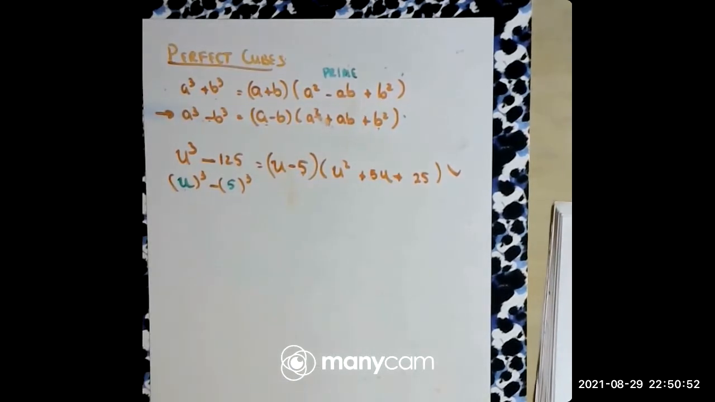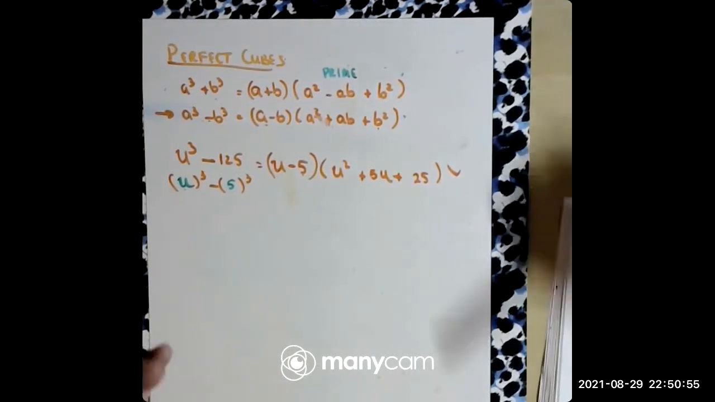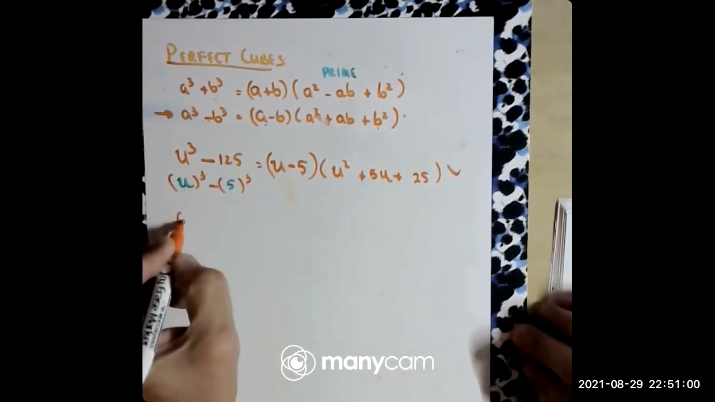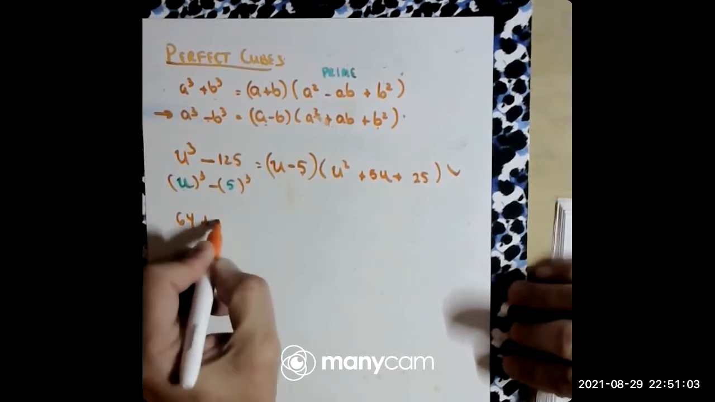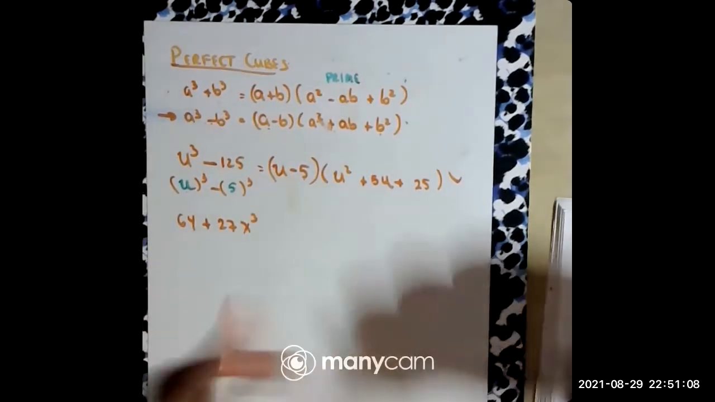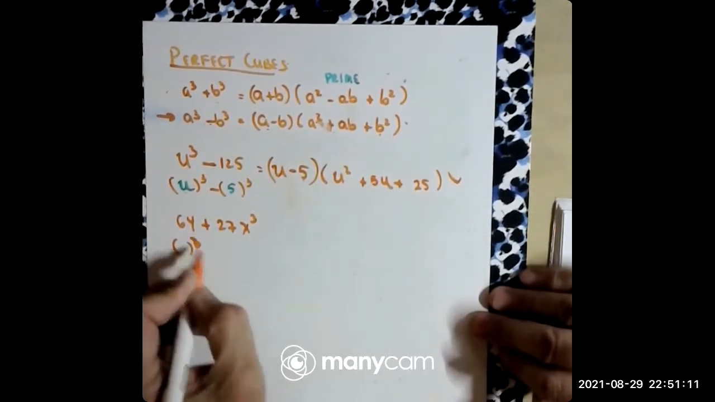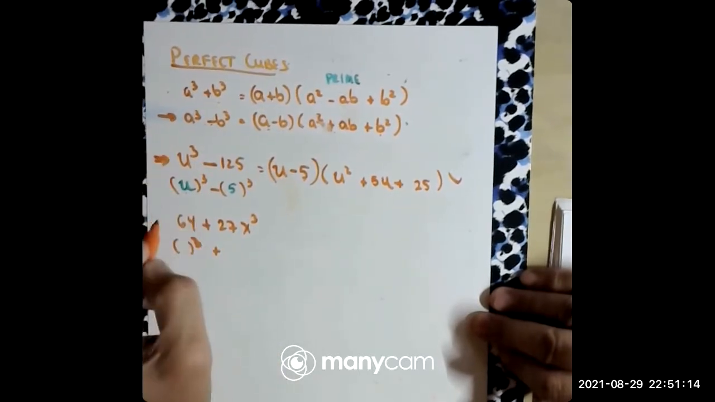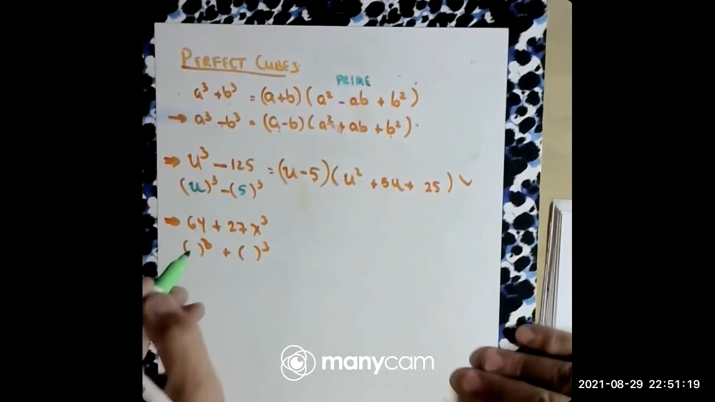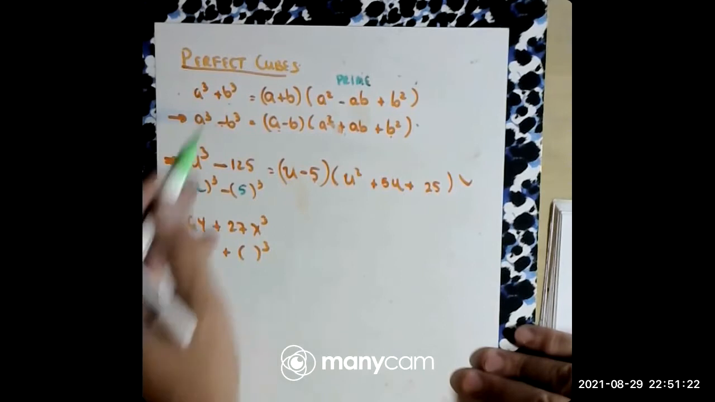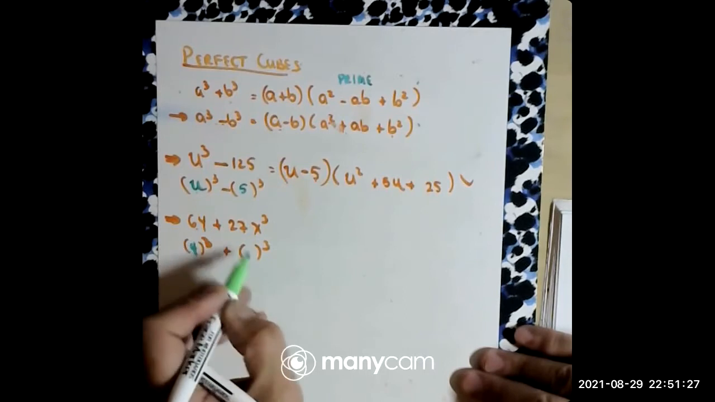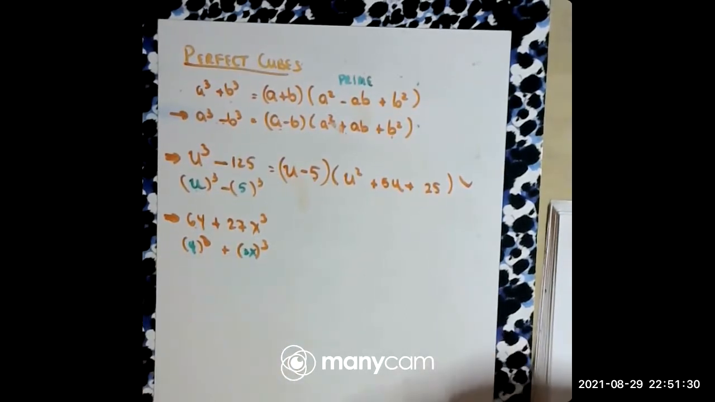Let's try another one. What about 64 plus 27x cubed? Okay, let's use the same trick as before. 4 times 4 times 4 is 64, so we already recognize a in our pattern. 27x cubed is 3x times 3x times 3x, so 3x cubed.